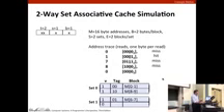So when we get our reference to address 0, whereas before we had a conflict miss in the direct map cache, now we can satisfy that request. It hits, and the cache can satisfy it from the cache instead of going to memory. Okay, does that make sense?